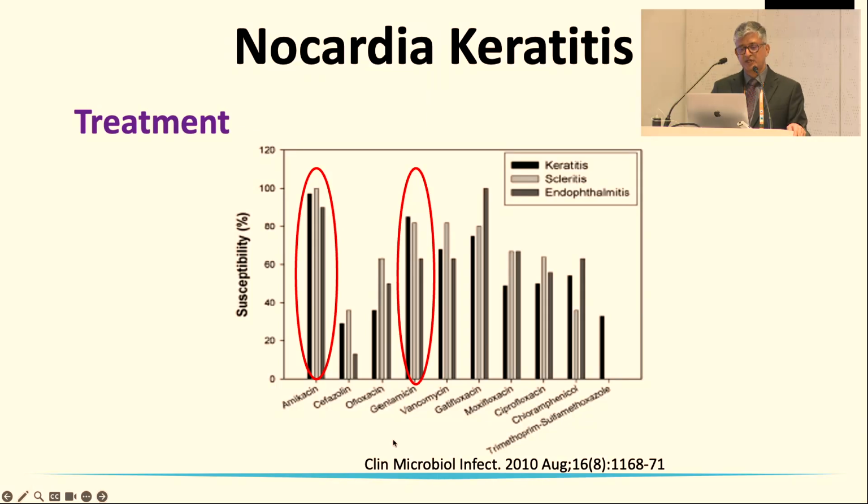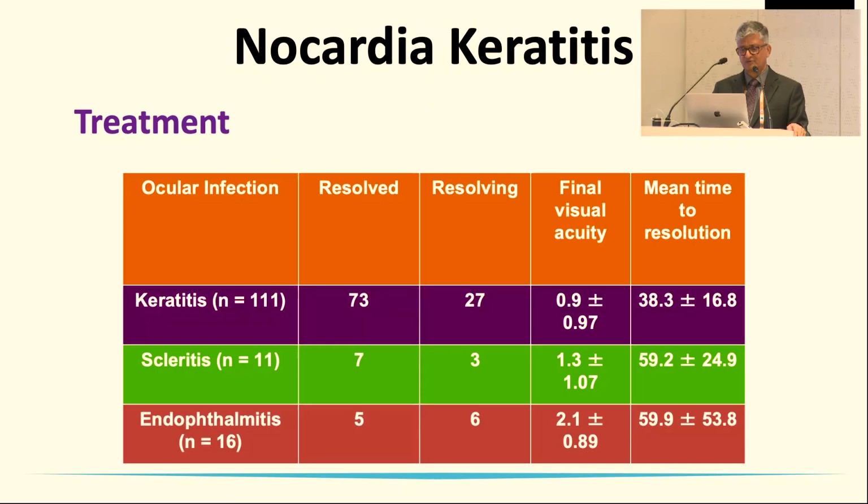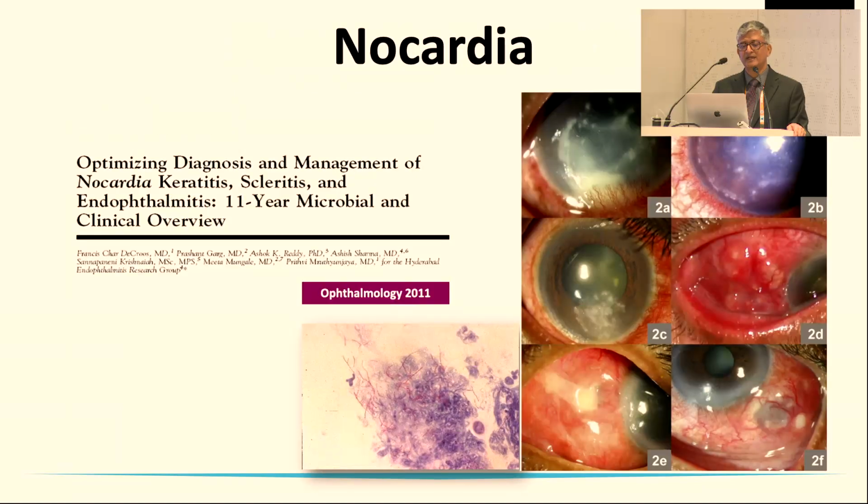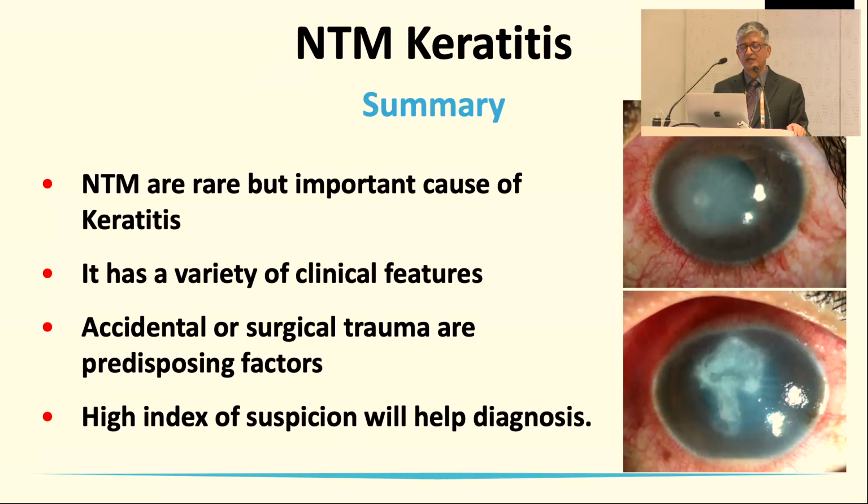The average duration of treatment in these patients is 6 to 8 weeks and they respond very well. Only few cases require surgical management. We published a complete review of nocardia keratitis in Ophthalmology way back in 2012, and you can refer to that as a reference for knowing more about nocardia, not just keratitis, but also scleritis as well as endophthalmitis.